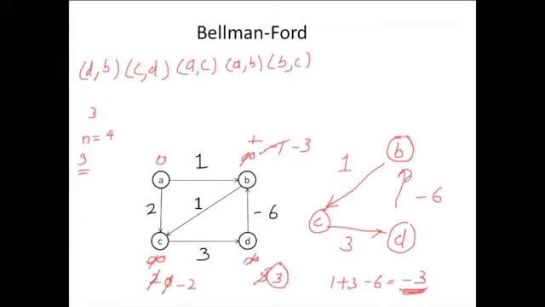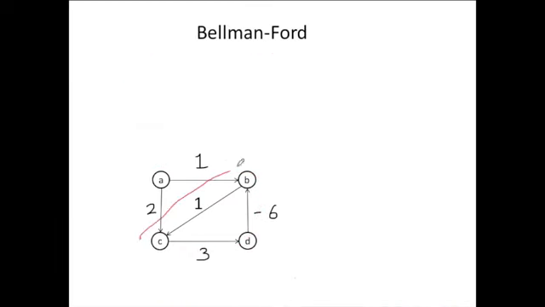So this means that if there is a negative edge, no problem with Bellman-Ford. But if the edges are part of a cycle and the total weight of the cycle is negative, then Bellman-Ford also cannot work on that graph. So Bellman-Ford fails if there is a negative cycle in the graph. So here is a negative cycle, right? This is the negative cycle in the graph.